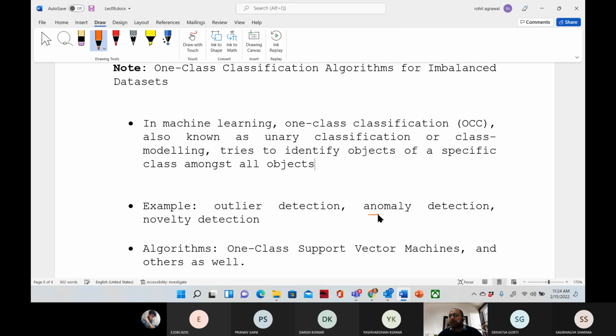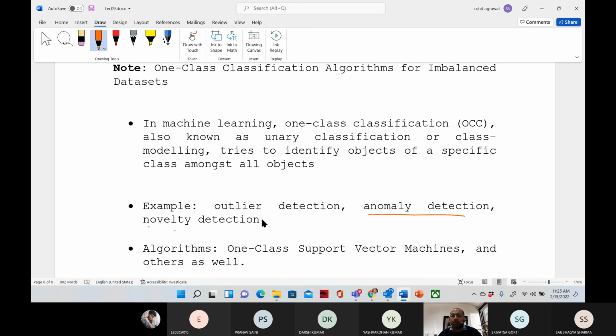Anomaly detection means you have something we do not know what it is. You have some kind of data, maybe some machine related data, and our goal is to detect whether there is an anomaly in this machine data or not. One more example, suppose you have some objects and you just need to predict whether this is a novel or not.